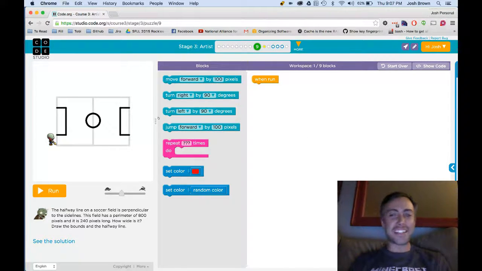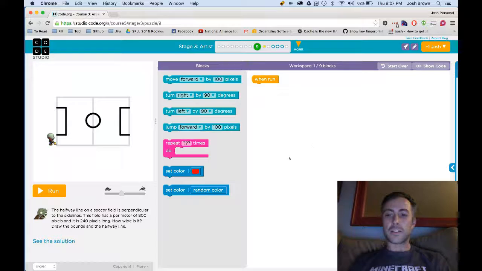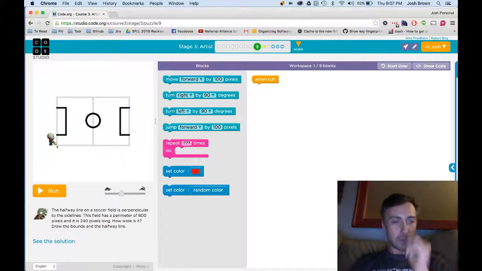We're working on Team Orange's task of solving Course 3, Stage 3, Puzzle 9. The best way to see the puzzle is to look up here in the address bar. It's going to show you the puzzle name, as well as the course name and the stage name right there.